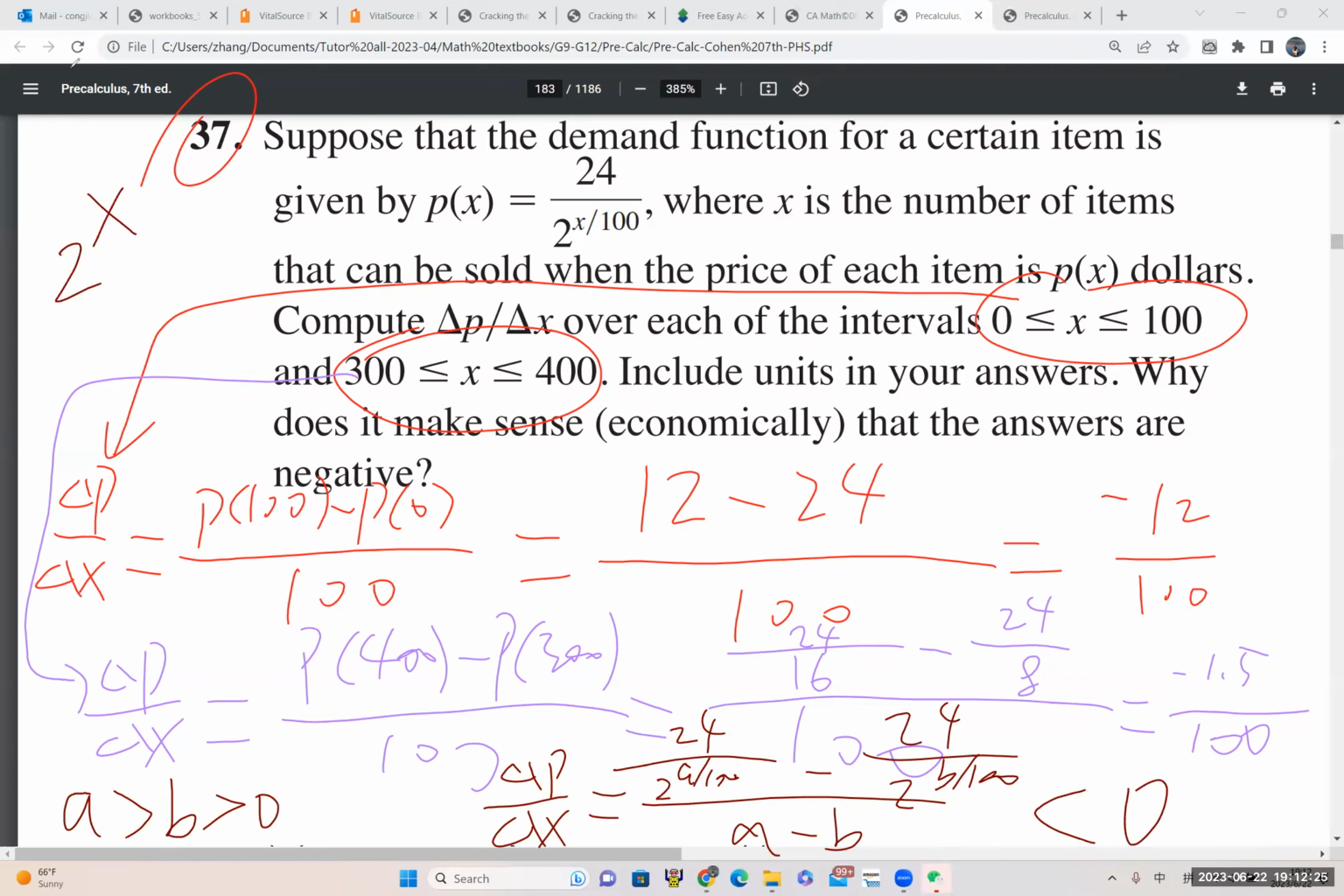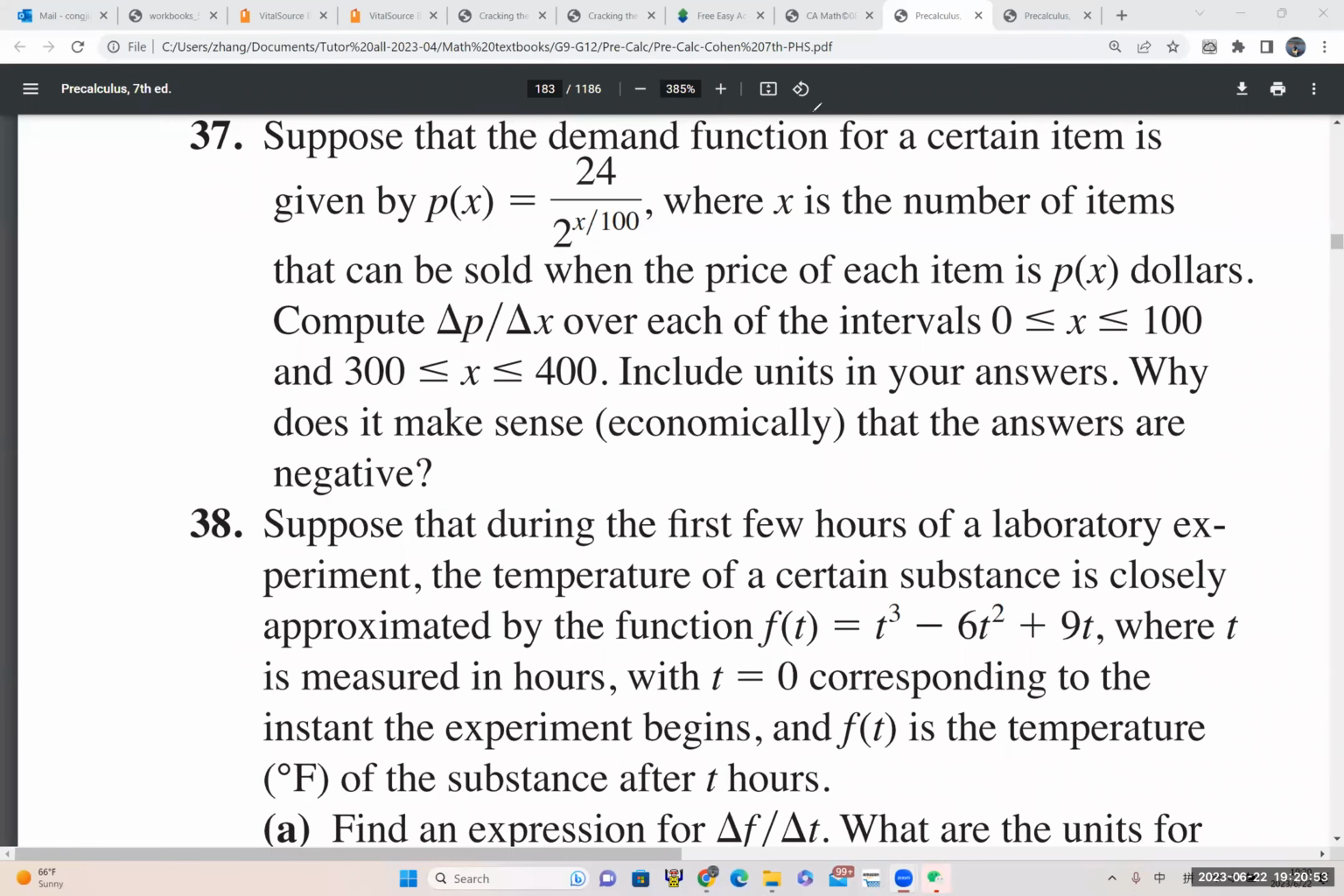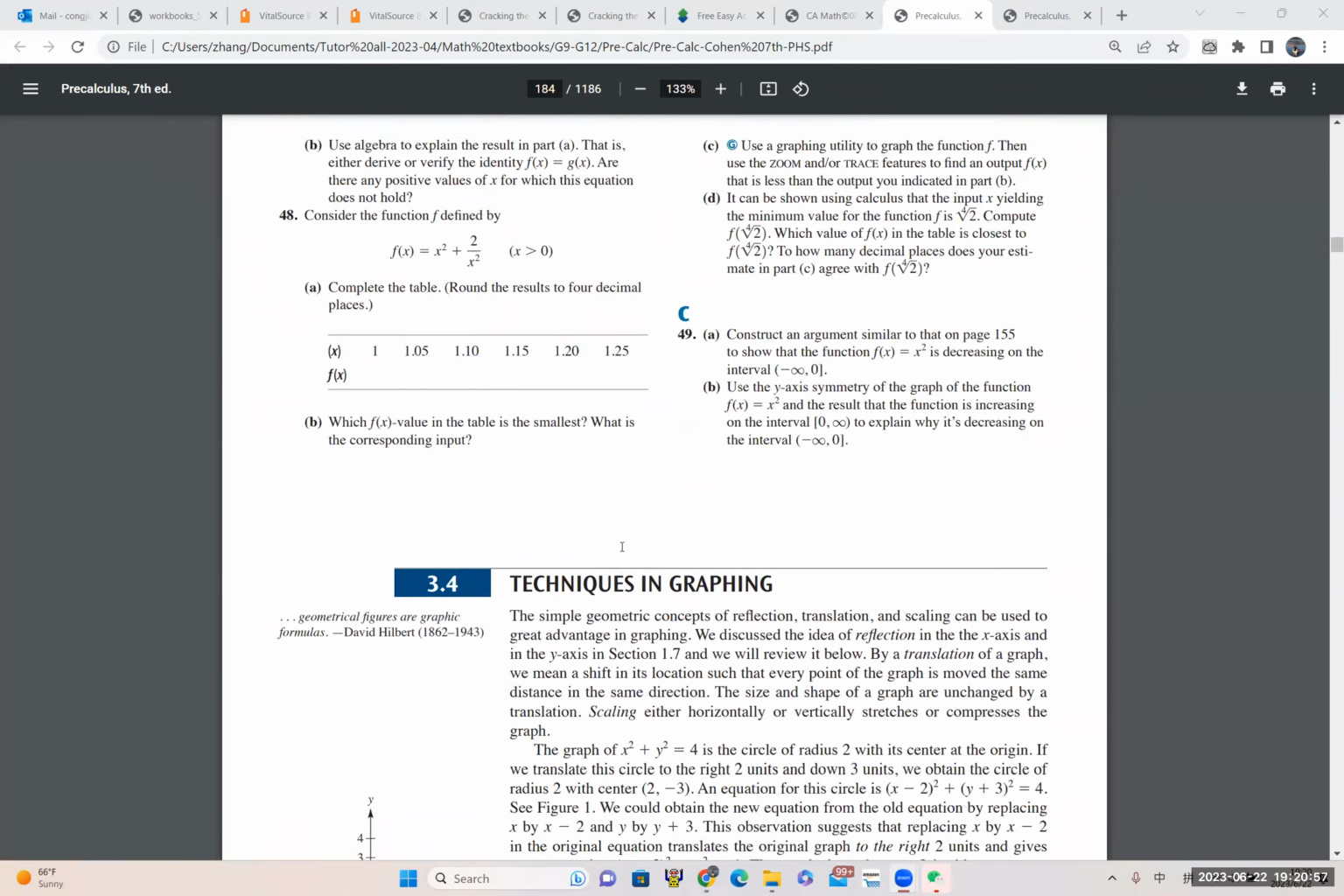Excuse me. So, okay, so I suppose we're done with this section.